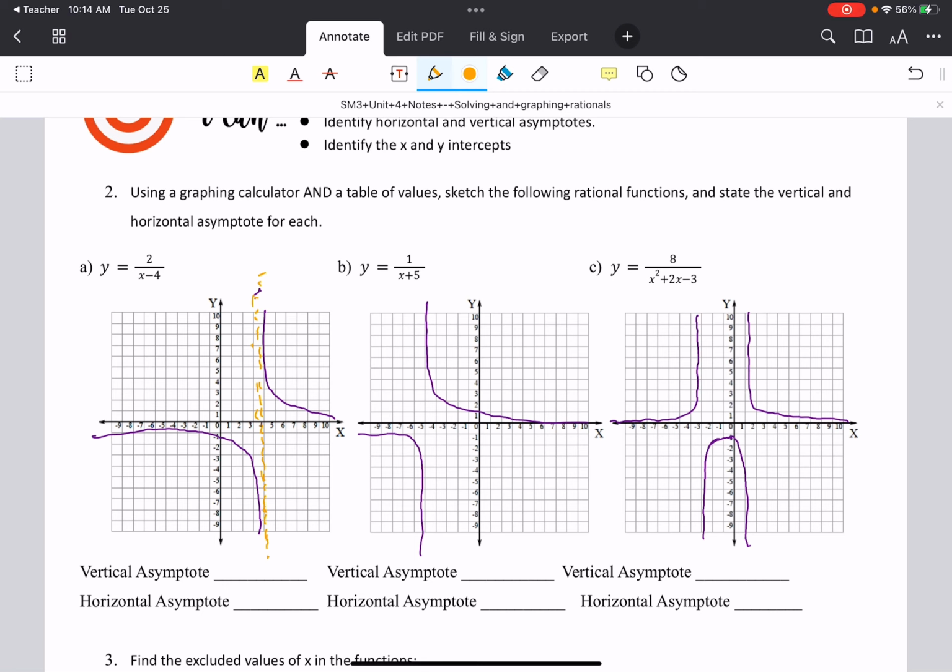So what is the equation of that imaginary line? X equals 4. So that's your vertical asymptote, because it's going up and down, right? Okay, and then I'm looking over here and I see that they're approaching this line as they become horizontal. What is the equation of that line? Y equals 0. Right here, they're approaching this line. What was the equation of that line?